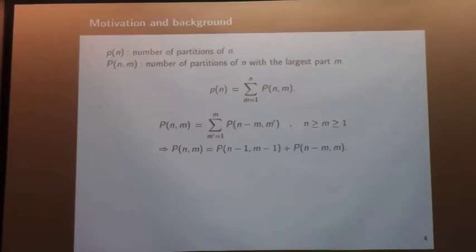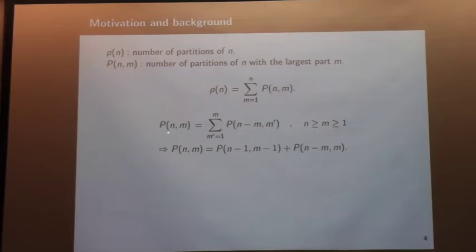Okay, so again, P(n) is the number of partitions of n. P(n,m) is the number of partitions of n with largest part m. The first one should be pretty easy to see: P(n) is equal to the summation of P(n,m), where m goes from 1 to n. The second one is also not too hard.